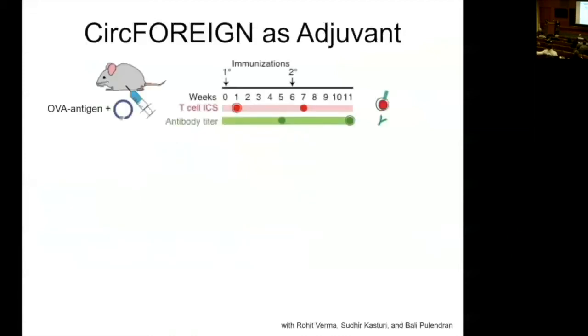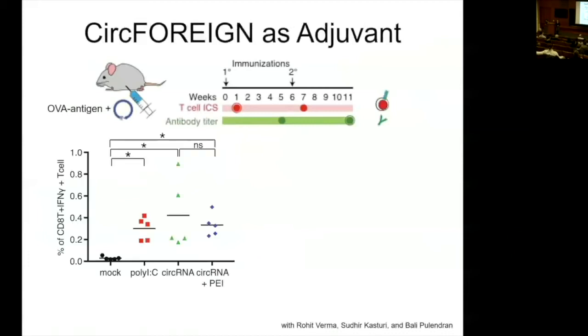And so we designed an experiment where we wondered if we could use foreign circular RNAs as a vaccine adjuvant. We used ovalbumin as a model antigen here. We immunized the mice twice, and then we collected T cells and probed the antibody titer for both of them. Here we see ova-specific CD8 plus T cells, where foreign circular RNA with a transfection reagent and without a transfection reagent were equally effective as our positive control poly-IC at inducing the same levels of CD8 plus T cell response.